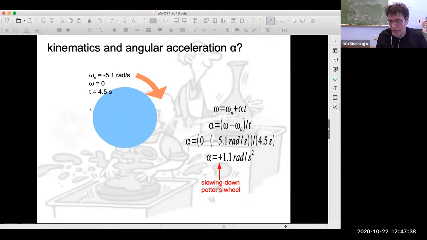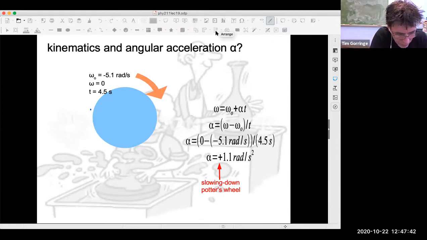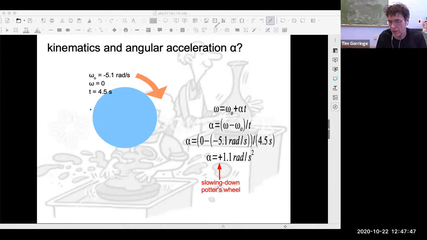Okay, so when I solved this problem, there were really two parts of it. There's a first part that was about rotational kinematics. So that's sort of a reminder of things we've done in the past. And then there was a second part involving this rotational dynamics of the rigid body. That's the new thing we're doing now.